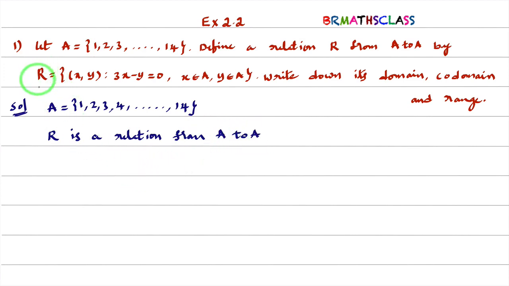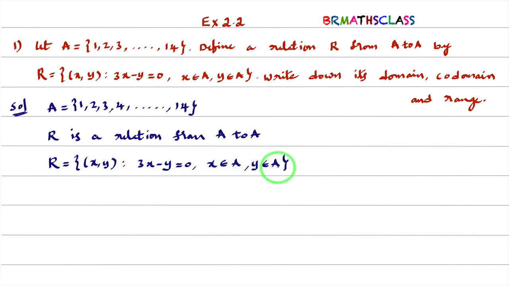And how the relation is defined, that is also given in the question. How is the relation defined? The set of all ordered pairs (x, y) such that 3x minus y equals 0, where x belongs to set A and y also belongs to set A. This is the given information. What we need to find? We need to find the domain, codomain and range of this relation.